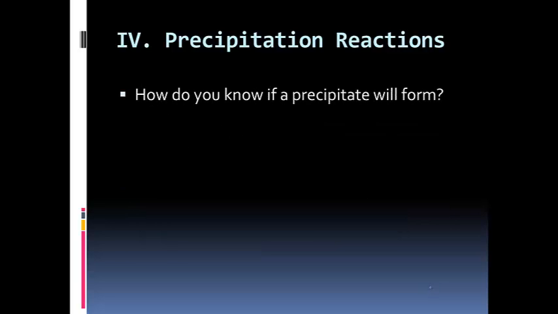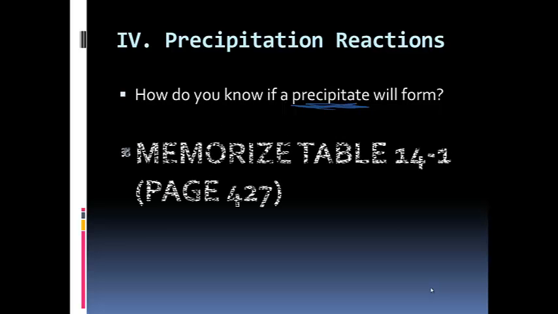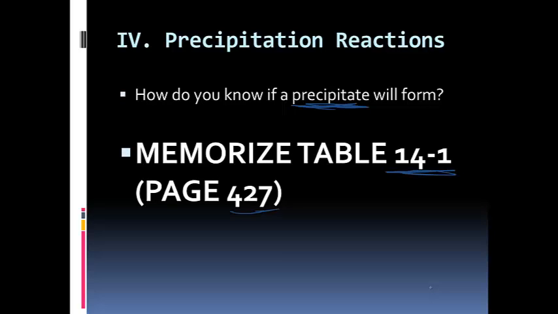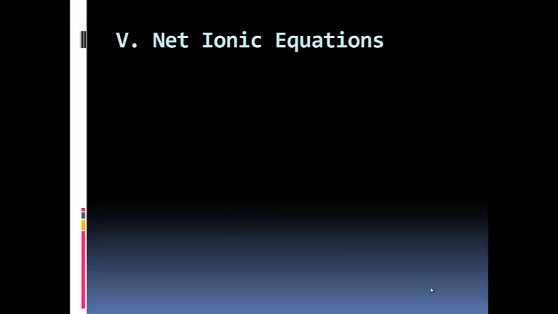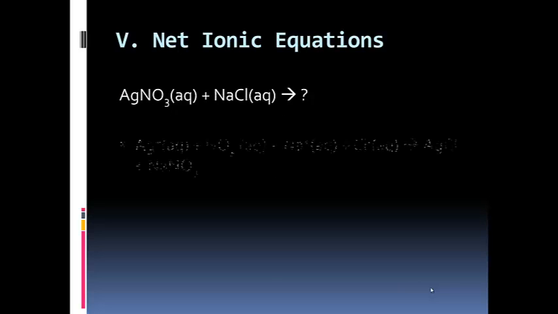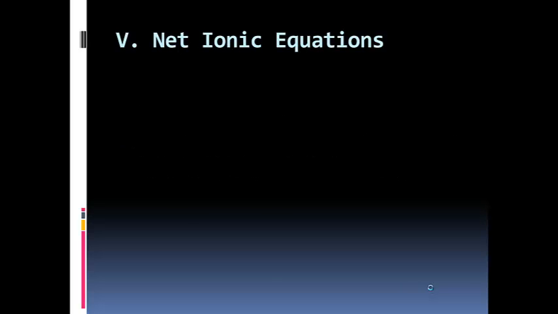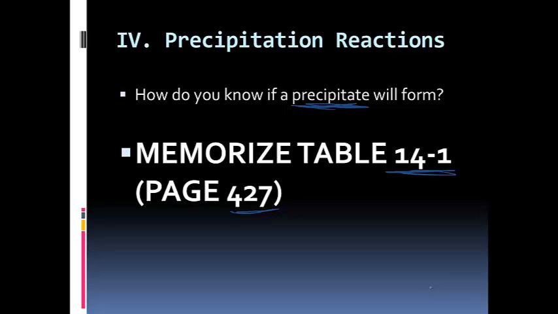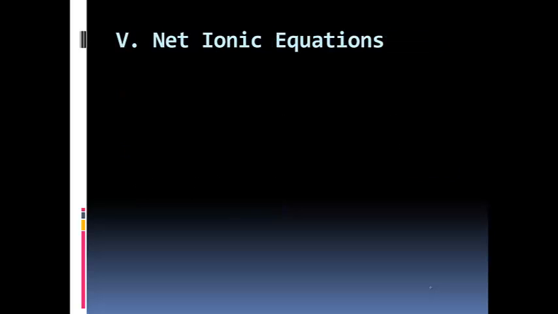Now, how do you know if you're supposed to get a precipitate or not? You've got to memorize the table, 14-1 on page 427. Or there's another table later on in your notes that you might find easier to memorize. Now, net ionic equations.